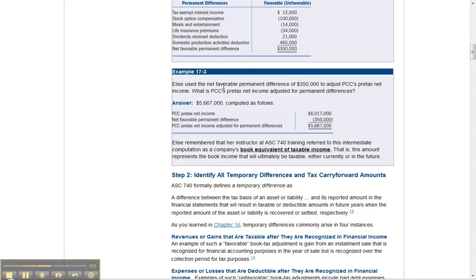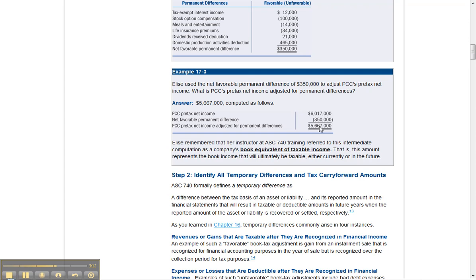This example shows that we use the net permanent differences to adjust pre-tax net income. So we are adjusting our pre-tax net income by these permanent differences to get this thing called book equivalent of taxable income. It's really just book income after permanent differences are taken into account.